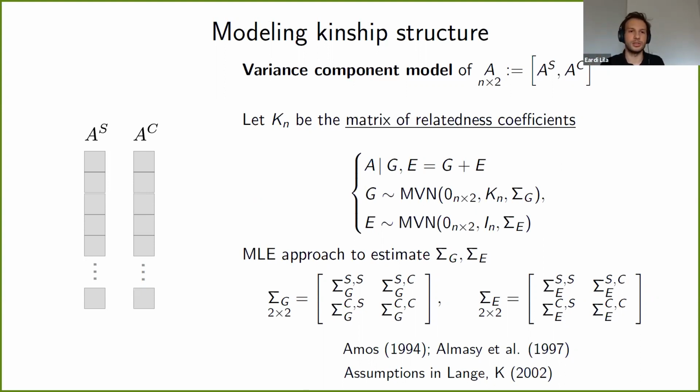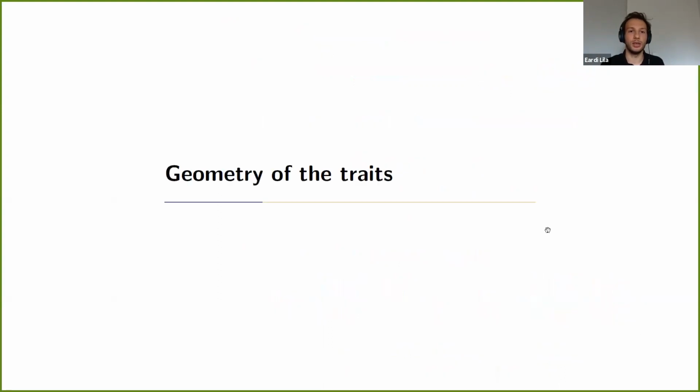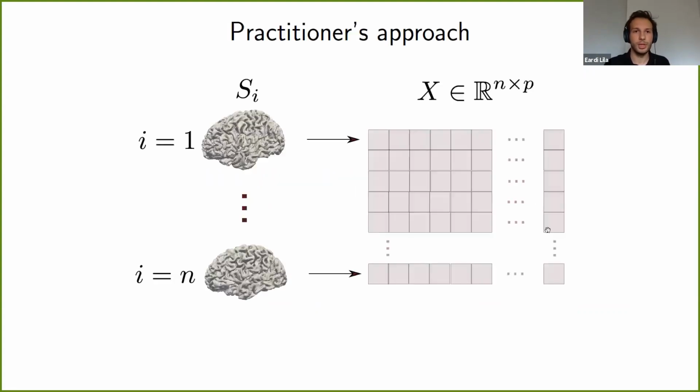And then we'll get back to this once we see how to deal with the traits really being connectivity and brain shape. Okay, these are complex traits. So we have somewhat to summarize them with some practical quantities. So what is the practitioner's approach?